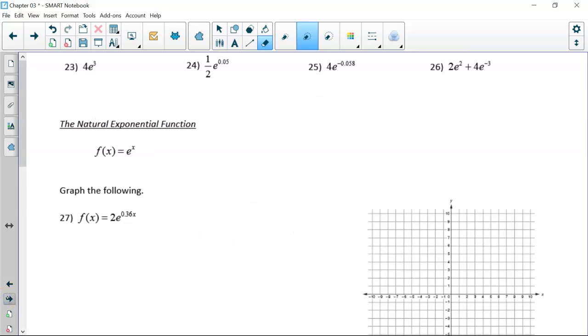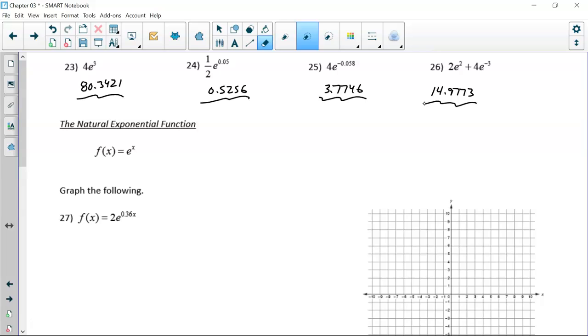Do a couple more of these calculator practice problems. 4e to the third, 80.3421. 1/2 e to the 0.05 is 0.5256. 4e to the negative 0.058 is about 3.7746. And for 26, 2e squared plus 4e to the negative third is about 14.9773. Like I said, just calculator problems.